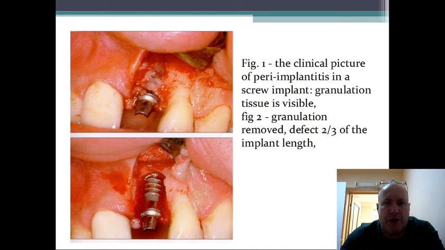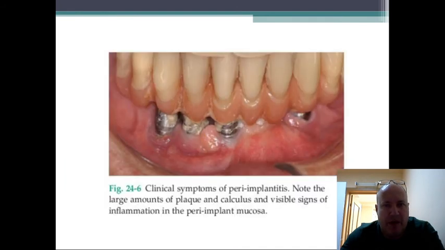Here is the clinical picture of peri-implantitis. On the upper slide, you can see a big part of granulation tissue. It's very, very bad for prognosis. Here also you can see clinical symptoms of peri-implantitis. Note the large amount of plaque and calculus and visible signs of inflammation in the peri-implant mucosa. So it's very important for you to see your patient first of all after implantation every month for 3 months, and then every half year.